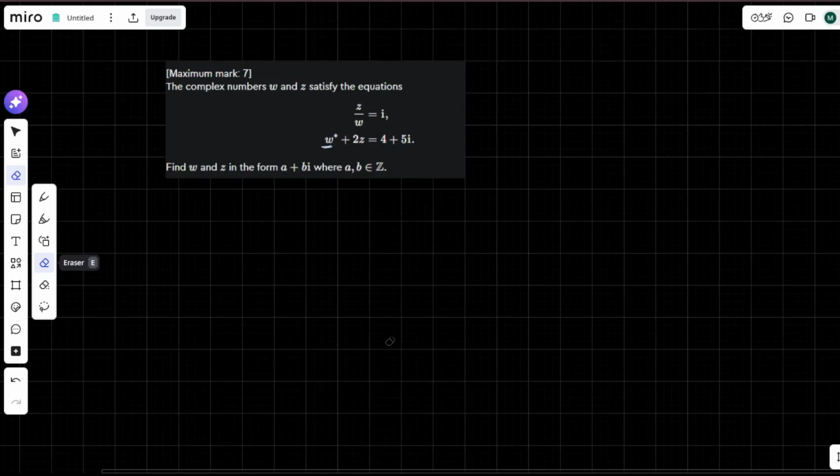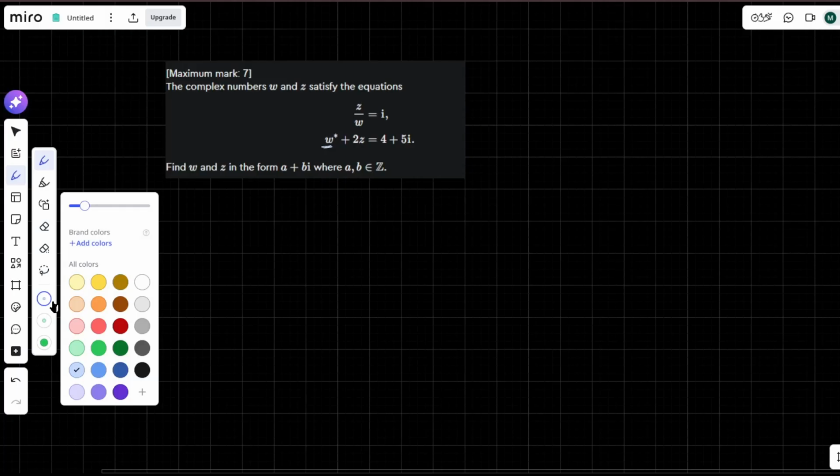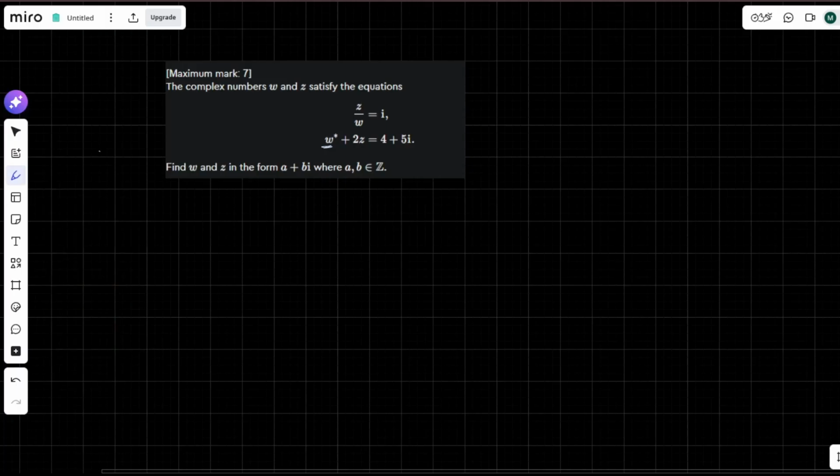Hello everyone, today we are doing complex number problems from IB Math higher level. We're just taking basically past paper problems and going through them. I've not seen this before, so I'm not going to introduce it anymore. We're just going to do the problem.